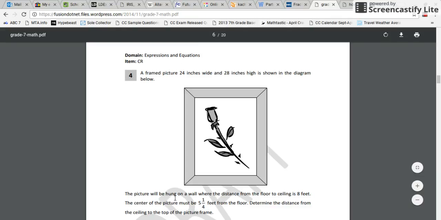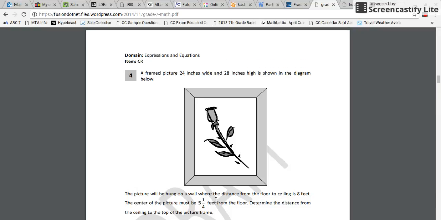The picture will be hung on a wall where the distance from the floor to ceiling is 8 feet. The center of the picture must be 5¼ feet from the floor. Determine the distance from the ceiling to the top of the picture frame. So if you think you can do this on your own, go for it.